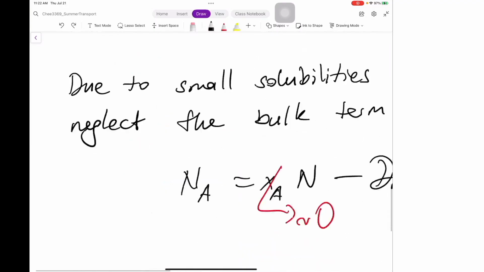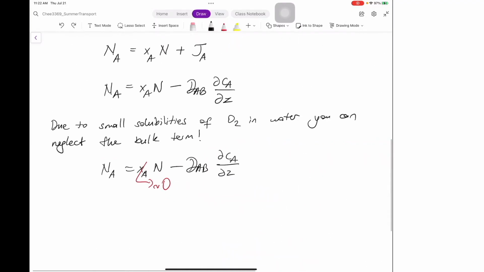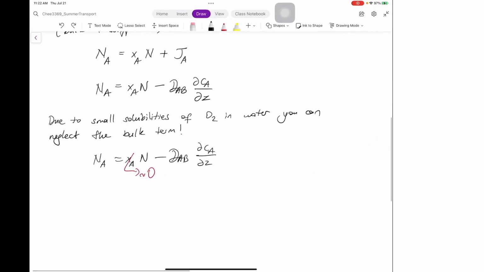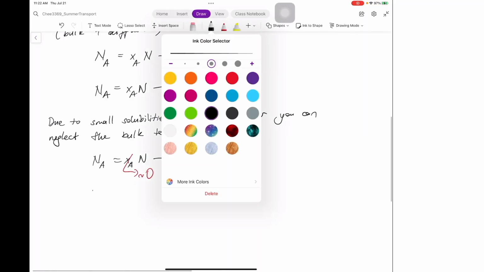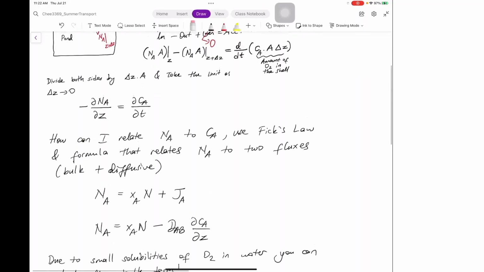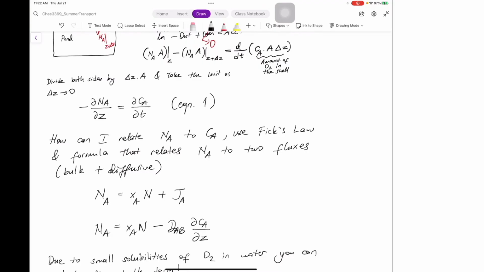So we should only focus on the diffusive term. And so the Na can be approximated with the diffusive term, which is Fick's law. Okay. Now I'm going to plug this in the original equation. Let's call this equation 1. Okay.